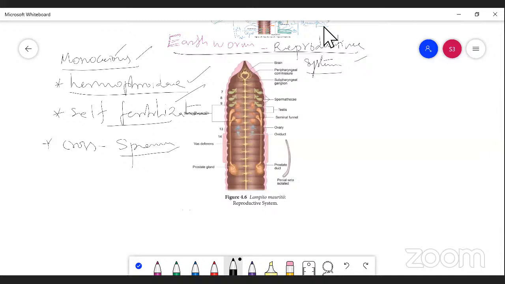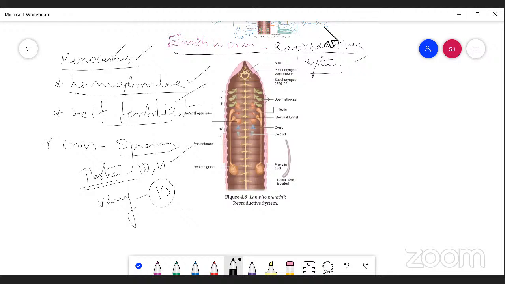From the earthworm structure, the male reproductive organ testes and the female reproductive organs are located in the 10th and 11th segments. Testes are located in the 10th and 11th segments. The female reproductive organs, the ovaries, are present in the 13th segment, a pair of ovaries there, right? So both sex organs produce gamete cells.